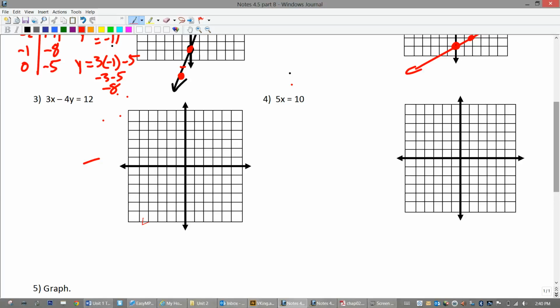Sure, that's a method. You could do it by table still, even in this form, without solving it for y, or I suppose you could graph it by the y-intercept and the x-intercept if you wanted, but we're not going to do that today. So we're just going to subtract 3x from both sides to solve the equation for y, and we're going to divide by -4.